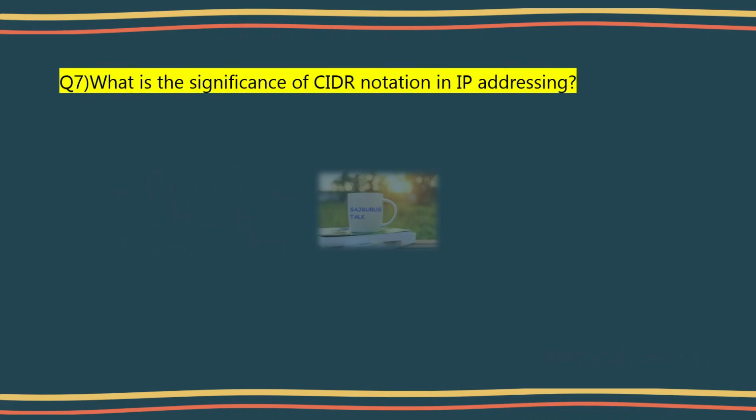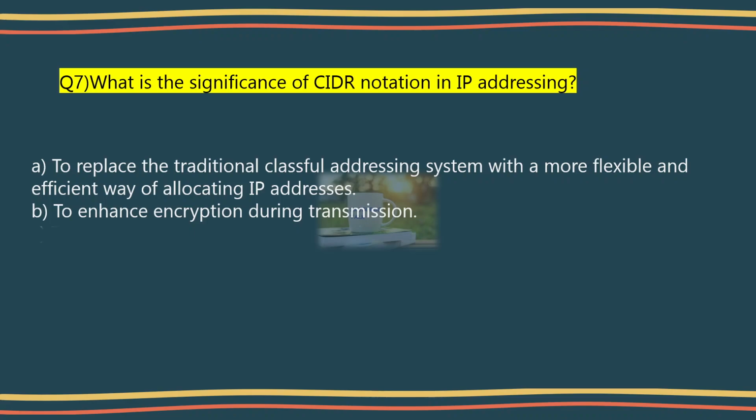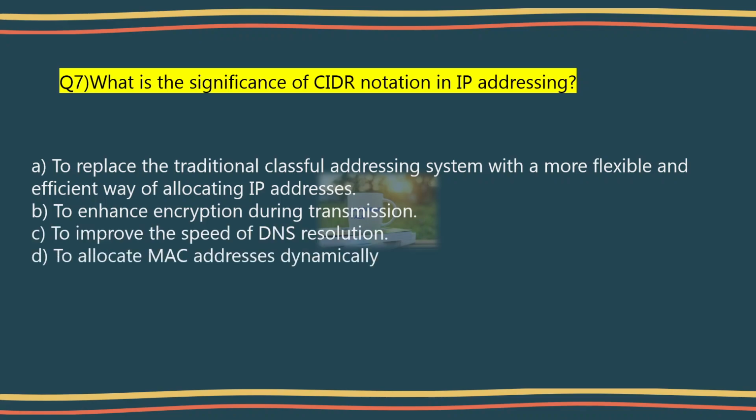Next, seventh one. What is the significance of CIDR notation in IP addressing? So CIDR means what? Classless Inter-Domain Routing. So the 4 different options are given. We know that classless inter-domain routing simplifies and allows for a more efficient way of IP address allocation. So option A is suitable here, to replace the traditional classful addressing system with a more flexible and efficient way of allocating IP addresses. That is the significance of CIDR notation. Option A is correct.